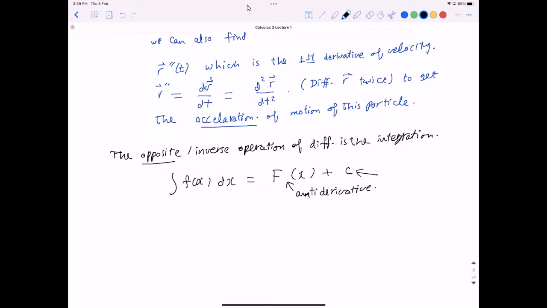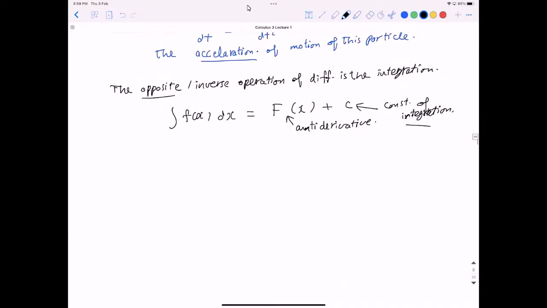And the c is what? What we call it? Constant of integration. This is very important. The same situation here. Let's take some example on this.